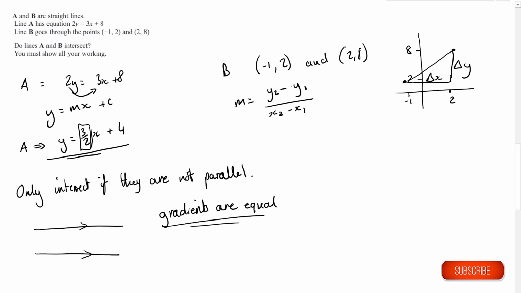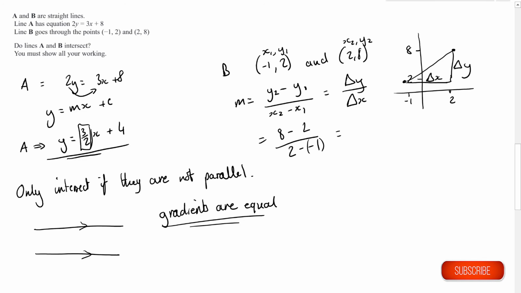Now this is the same as writing the change in y over the change in x, because we're just finding the difference between the y values and the difference between the x values. We can call one of these x1 y1 and one of these x2 y2. So I'm going to call this one x1 y1 and this is x2 y2. So I can then just substitute in the numbers. So y2 is 8, y1 is 2, x2 is 2, and x1 is 1. So careful with the double negatives here.